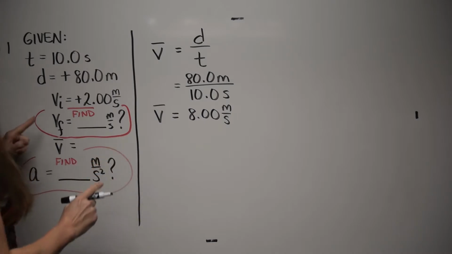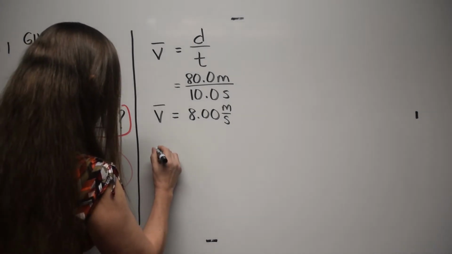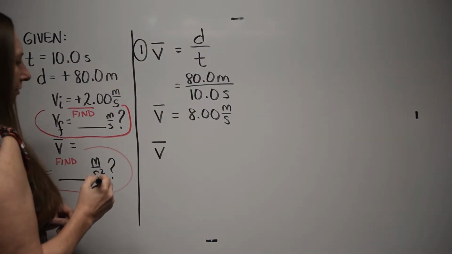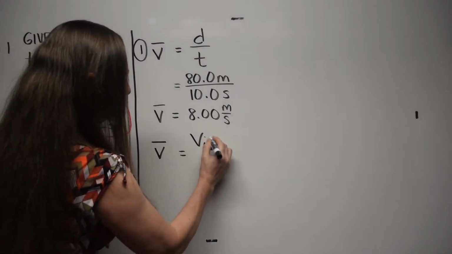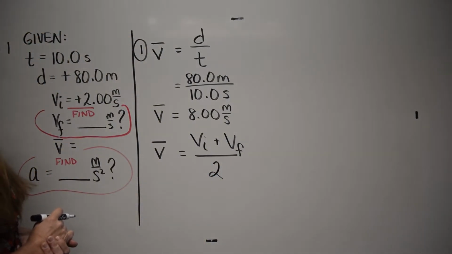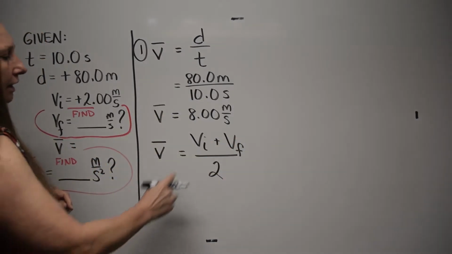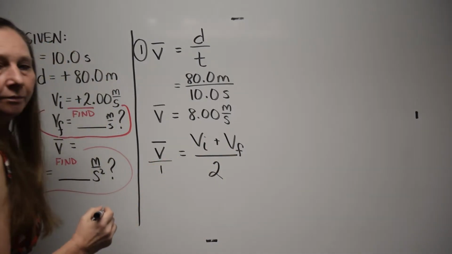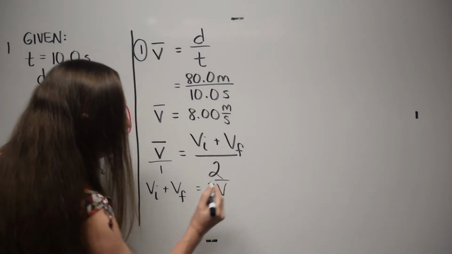Now, what's nice about that is we're trying to find V final. And we've got that equation I told you about, the first equation that I used, where V average is equal to V initial plus V final divided by 2. Well, we've got V initial and V average, so we can find V final. Let's cross multiply. Put this over 1. V initial plus V final equals 2 times V average.